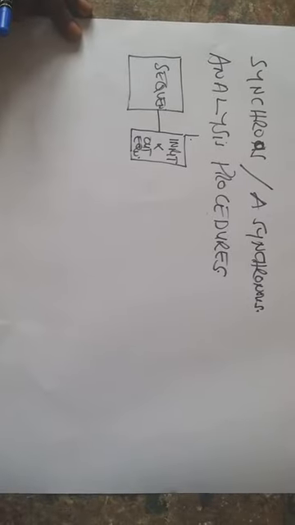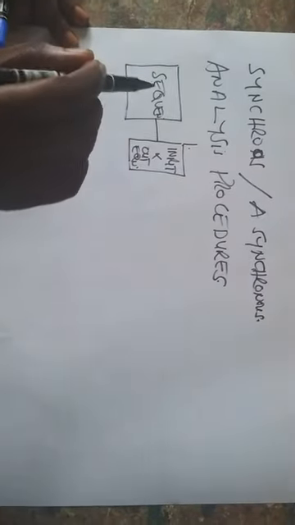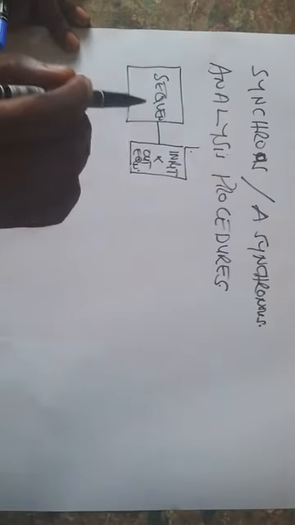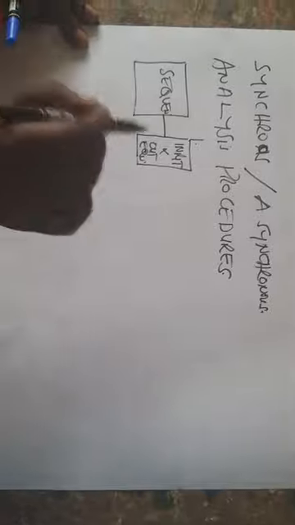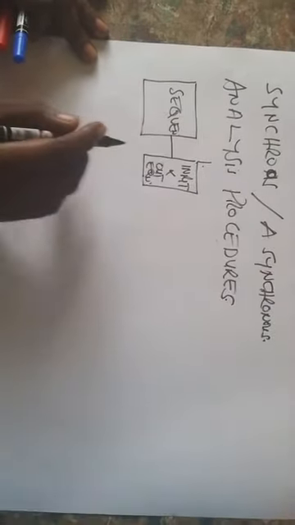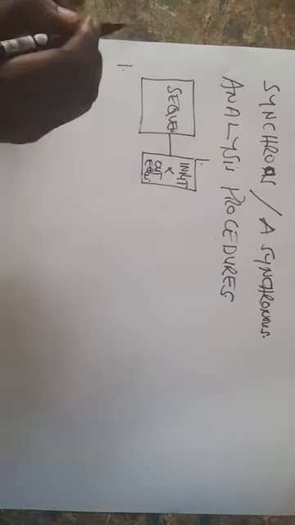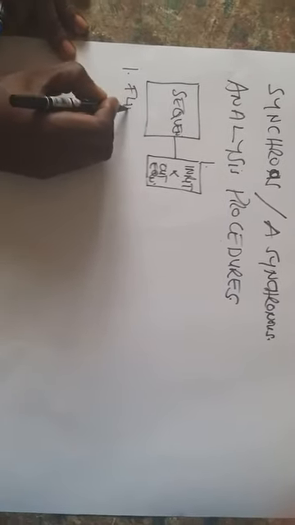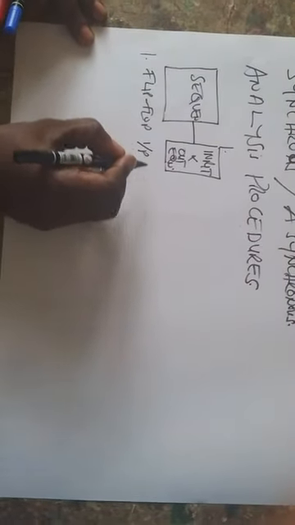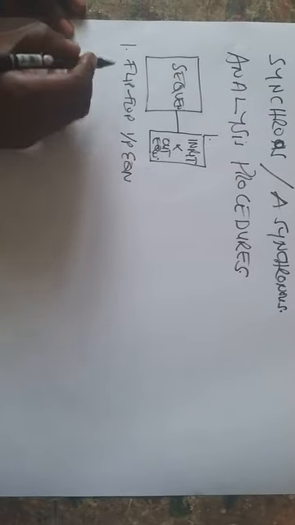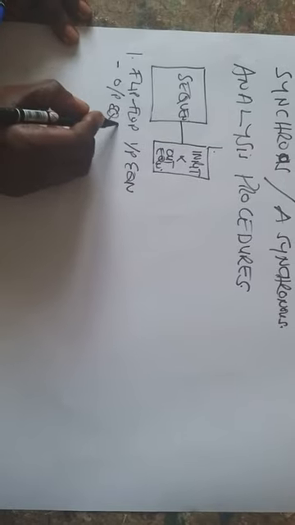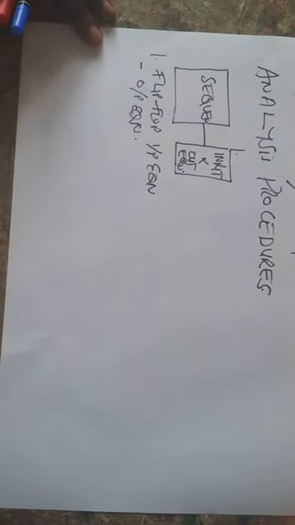Now, this sequential circuit has a flip-flop in it, right? So we are writing the input and the output equation of the flip-flops. So the first thing we do is the flip-flop input equation and then the output equation. That's the first thing we do.